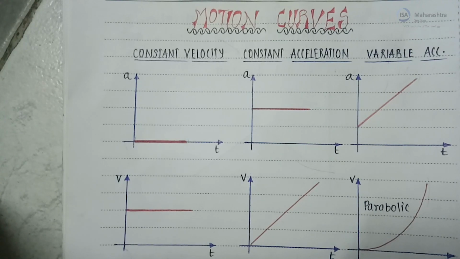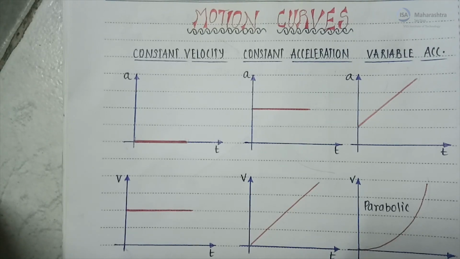Now basically I have chosen this topic just because there is a confirmed question from this topic which will be there in our university paper as well as in the UTs which are conducted in the colleges. So moving on, we have basically 9 motion curves.